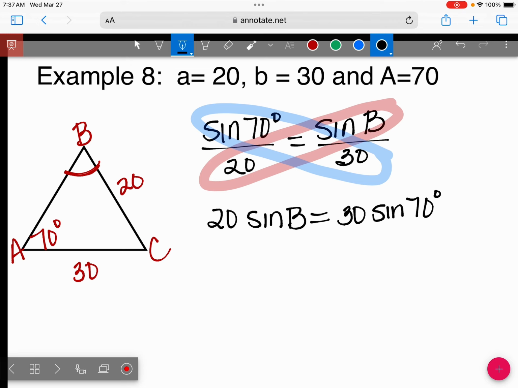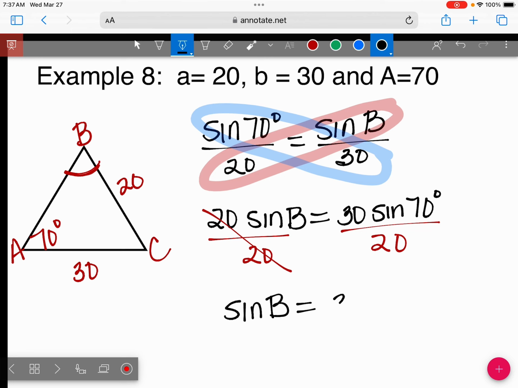What do I have to divide each side by? By 20. Not by sine of 20, right? It's just the 20. So I'm not dividing by a sine. I'm only dividing by 20. So when I divide both sides by 20, this cancels out. And I didn't write this last time, but maybe I should have. So then I would have the sine of B equals 30 times the sine of 70 divided by 20.